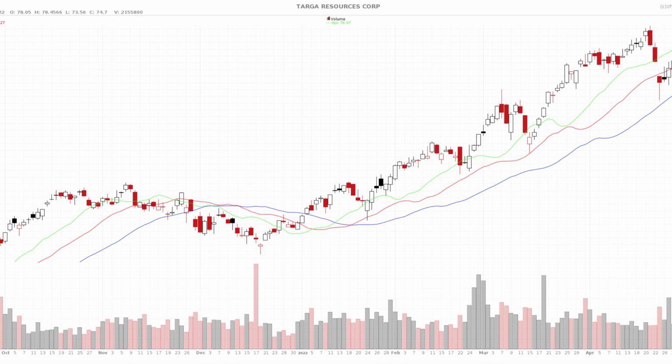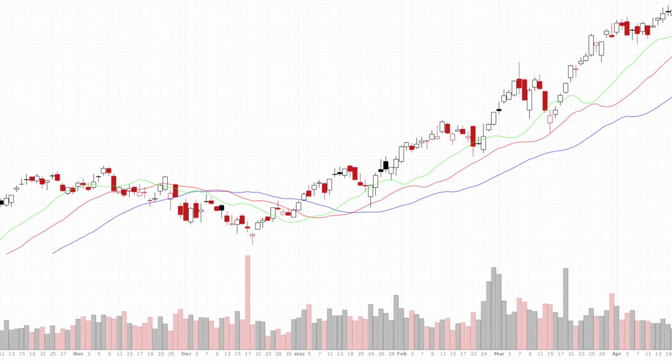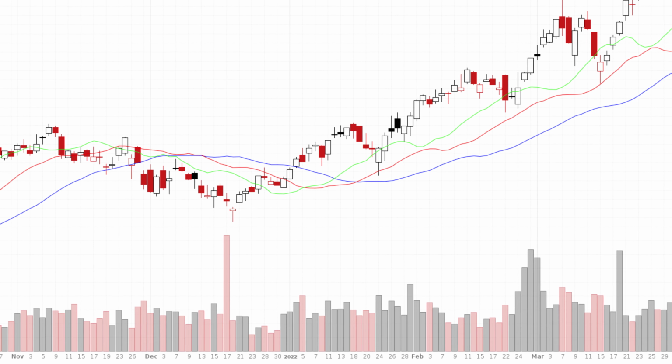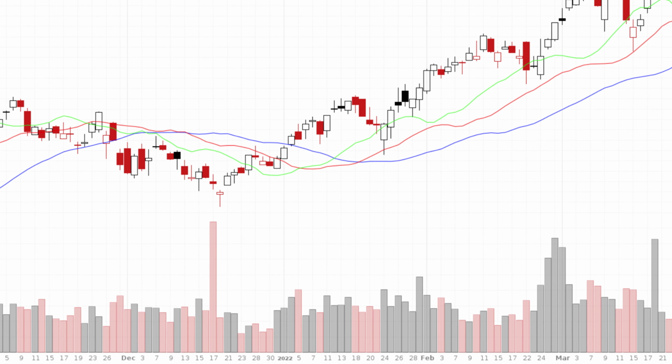Each of the three ways I have shown here has its specific advantages and disadvantages. You can choose the one you prefer, but you can also use them together in a specific strategy where you increase your position as the price evolves in the direction you want. Consider this example in the Targa Resources stock.